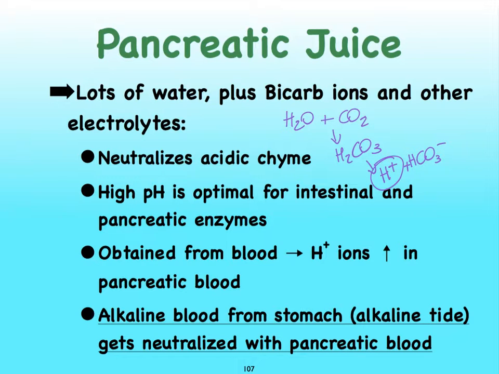So we're left behind in the blood with hydrogen ions if we remove the bicarbonate ions to make our pancreatic juice. Consequently, the blood that leaves the pancreas has quite a few hydrogen ions in it, and you know what that does to the pH. It lowers the pH of the blood. This is okay because if this more acidic blood now mixes with the blood that leaves the stomach, remember we talked about the alkaline tide of the stomach, we see that the blood gets neutralized.